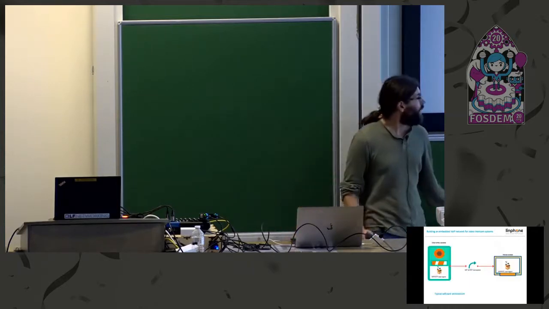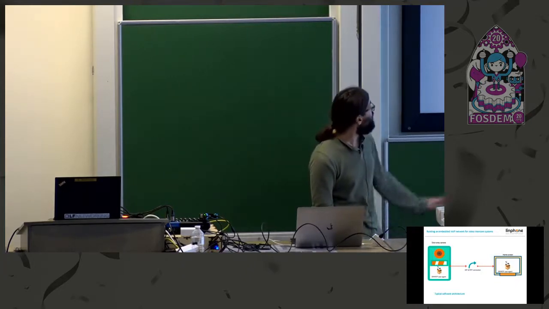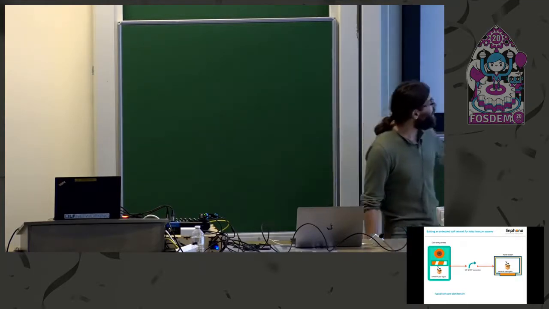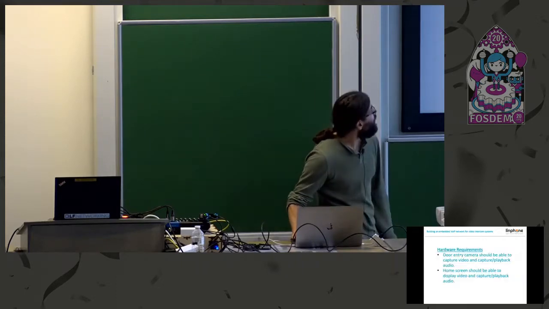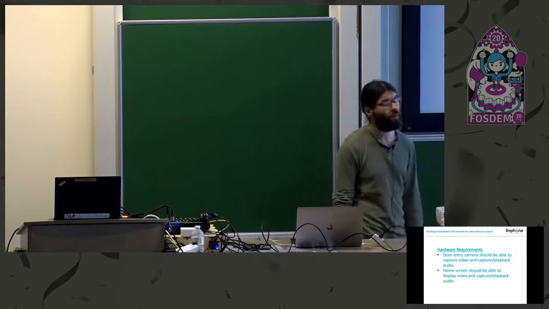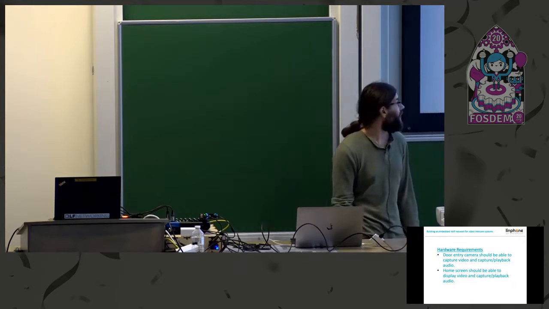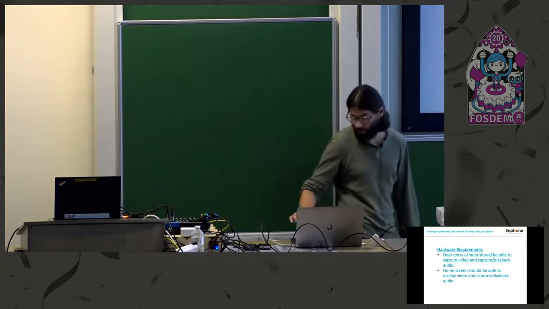Okay, so now we want to use IP, we will use SIP and RTP. So what we need is a SIP user agent located in the door entry camera and a SIP user agent in the home screen. For the hardware, at the door entry camera level, what we need is to be able to capture audio and video, and for the home screen, we need just to be able to display video and capture the audio, because most of the time there is no screen at the front door.